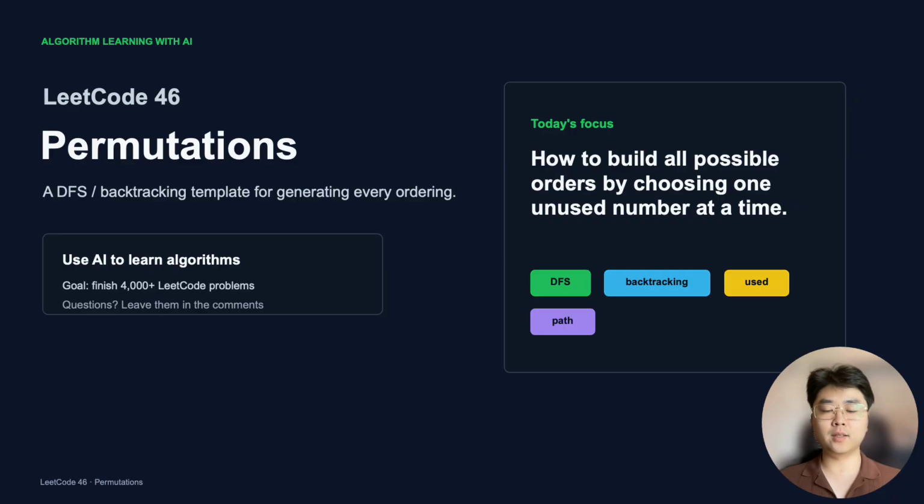So today's theme is choices. At each step, we choose one unused number, place it into the current path, and continue forward. When the path reaches its end, we return, undo the choice, and open the door to another possibility. For this simple movement, choose, explore, and return, we enter the world of DFS and backtracking.